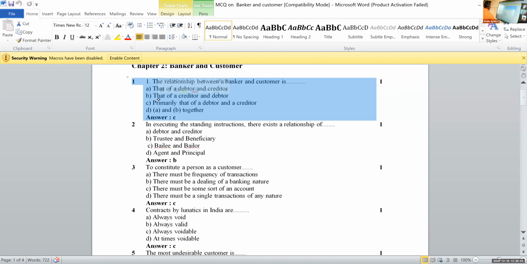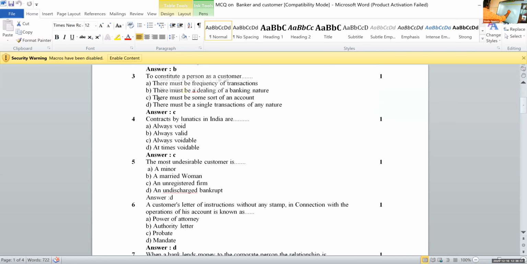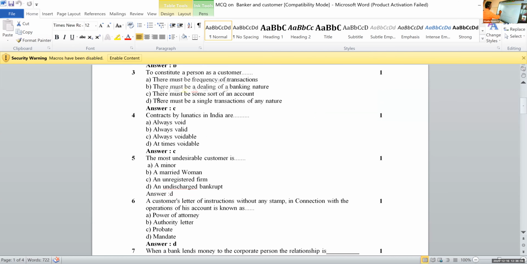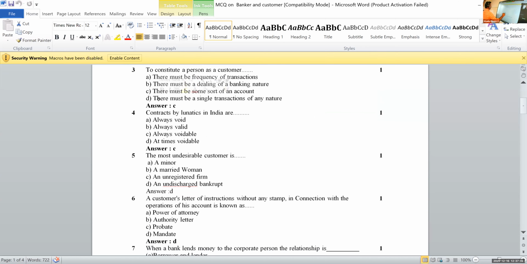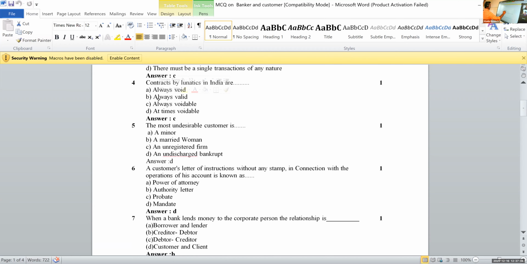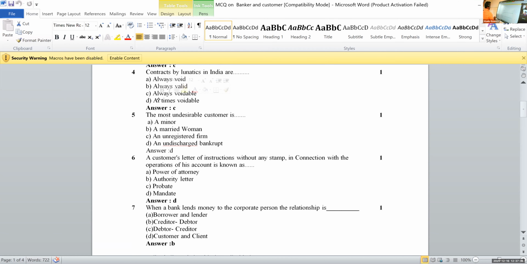Next one: contracts by lunatics in India are always void. It is void only, always, so no value. A contract with a lunatic, a mentally unsound person, is always void.